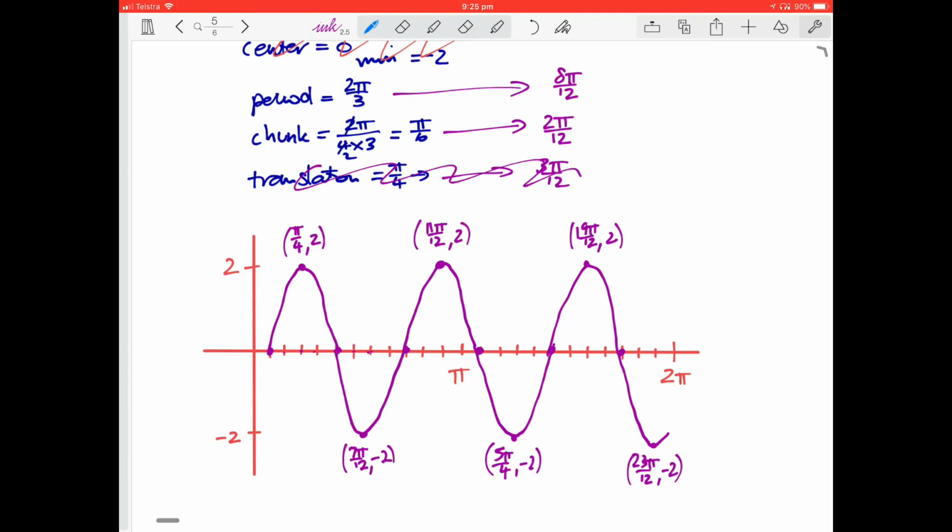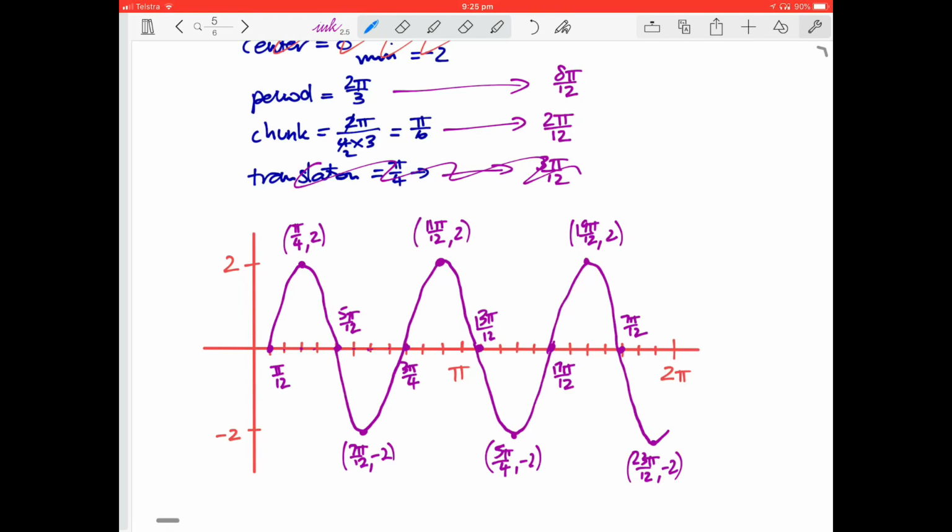Okay, pi on 12. Pi on 12, 5 pi on 12. That one's going to be 5, 6, 7, 8, 9 pi on 12, which is 3 pi on 4. Then 8, 10, 11, 12, 13 pi on 12. Add 4, 17 pi on 12. Add 4, 21 pi on 12, which, if I divide them both by 3, is 7 pi on 4.